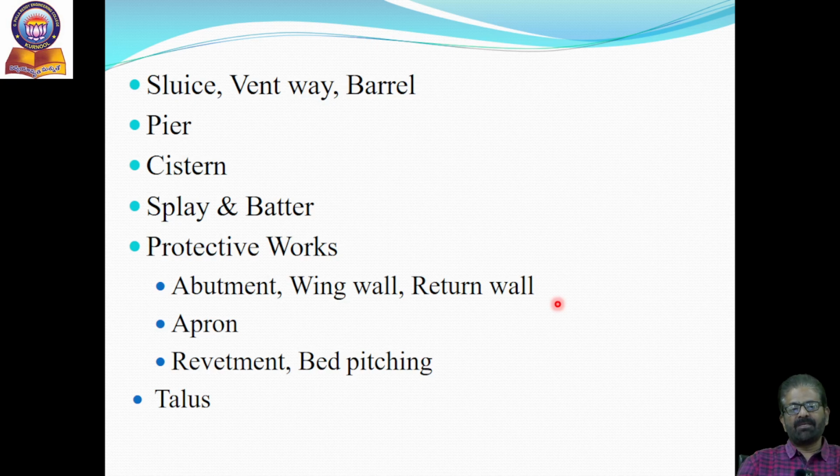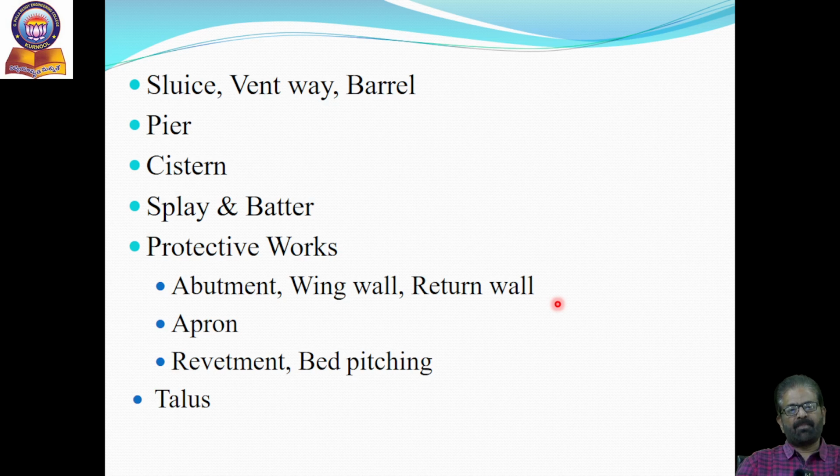So apart from these abutments, wing walls and return walls as protective works, we also have to provide revetments, bed pitching and talus to the structures. Revetment means one layer of stones on the sloping side of the structure. If any structure has a sloping face, then as part of protective work, we need to provide the revetment. That means one layer of stones is provided as the revetment.